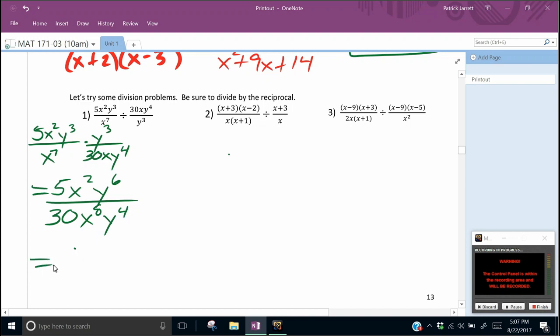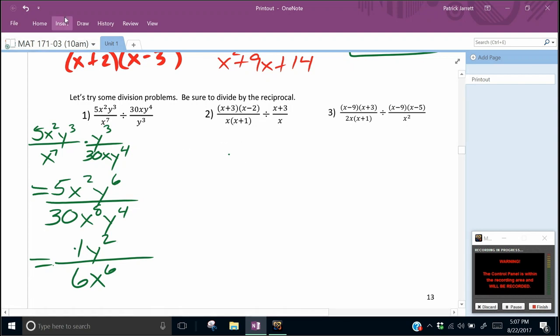Now, 5 over 30 will become 1 over 6. x squared over x to the 8th, I have an x to the negative 6, which means we go down there, and y to the 6th over y to the 4th, I have a y squared here. So that 1 that you see there is optional.